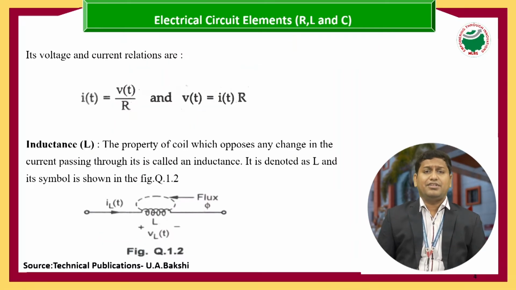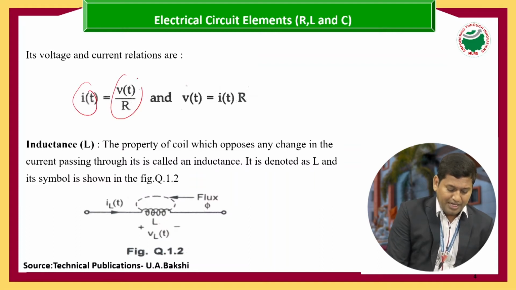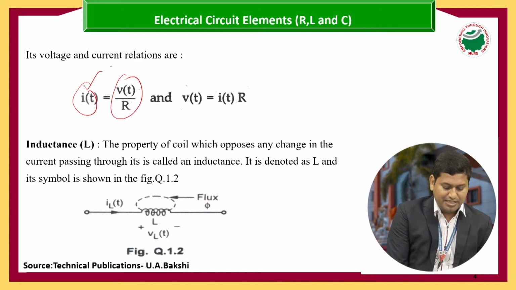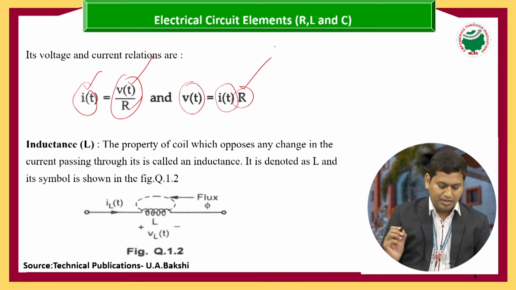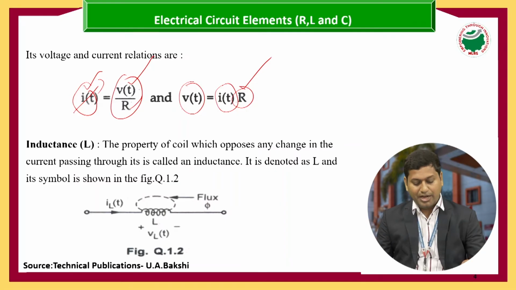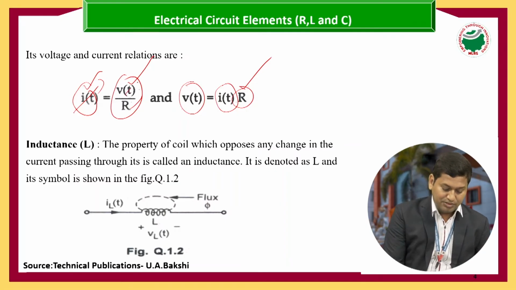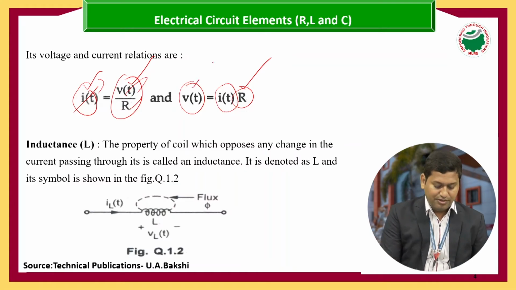Next, we are going to see the voltage and current relations of a resistance. I of t is equal to V of t by R. Here I is related with V with respect to R. I of t is the current that changes with respect to time, equal to the voltage that changes with respect to time divided by R.